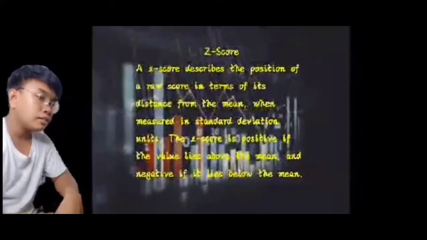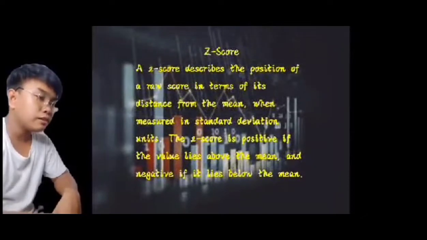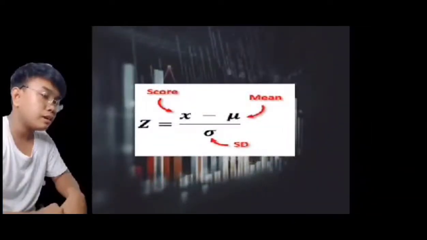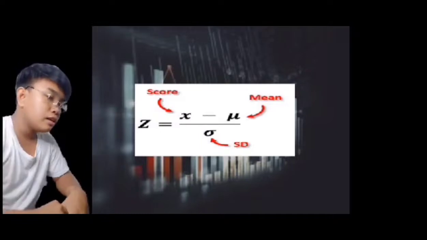Z-score. A Z-score describes the position of a raw score in terms of its distance from the mean when measured in standard deviation units. The Z-score is positive if the value lies above the mean, and negative if it lies below the mean. This is the Z-score formula. Z is equal to x, or the score, minus the mean over the standard deviation.